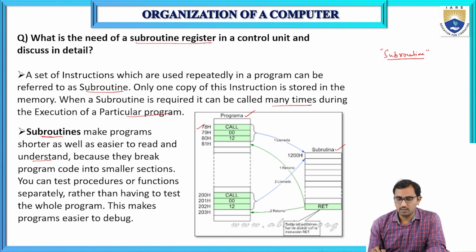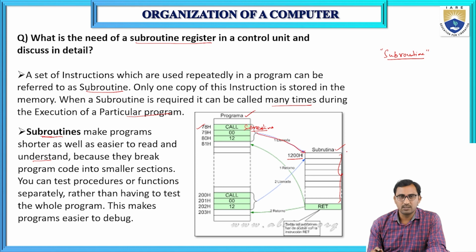By placing the name of that subroutine after CALL, the program control will be transferred from the main program to the subprogram. Here the subroutine is placed at address 1200H. Then the processor will execute all the instructions in the subroutine program.